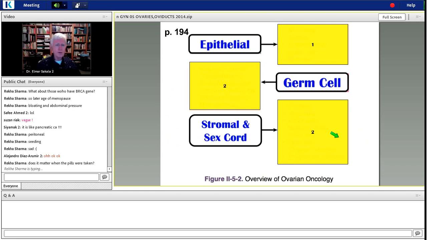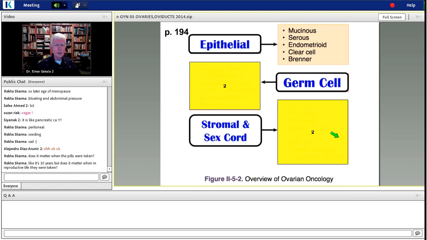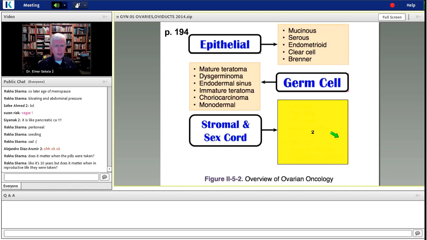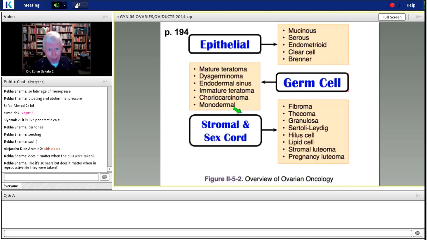This is on page 194 in your book, and the epithelial cancers that we look at are mucinous, serous, endometrioid, clear cell, and Brenner's. The germ cell are teratomas, dysgerminoma, endodermal sinus, immature teratoma, choriocarcinoma, and monodermal, and the stromal, which are 15% here and 5% here. I don't know of any tissue in the body that has as many types histologically as does ovarian.